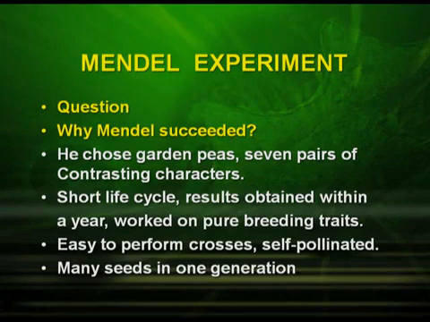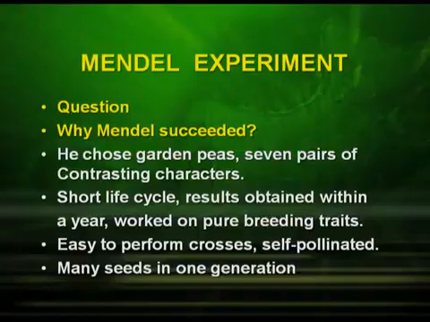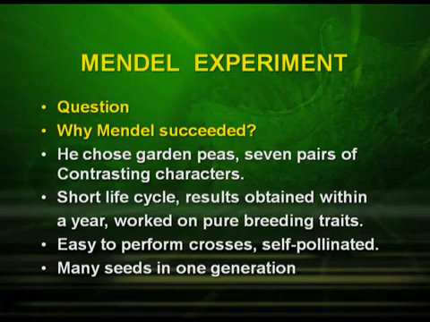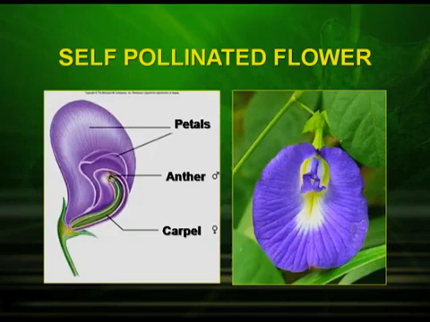The third important point is that it is easy to perform crosses in garden peas. Why? Can you guess? Yes, it is a self-pollinated plant. And a very important thing is that many seeds are produced in one generation. Now you can see in the figure that the pea flower is a self-pollinated flower, as the male part and the female part, the stamen and the carpel, are enclosed within the flower. So, there is no chance of cross-pollination. Now, let us see what the 7 contrasting characters studied by Mendel were.